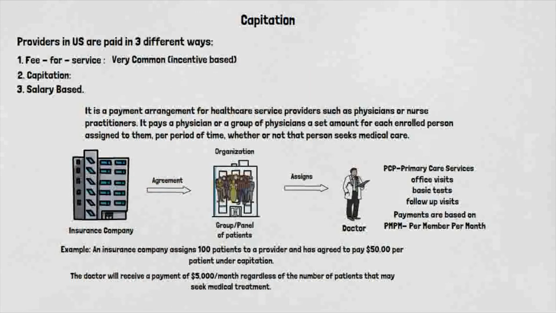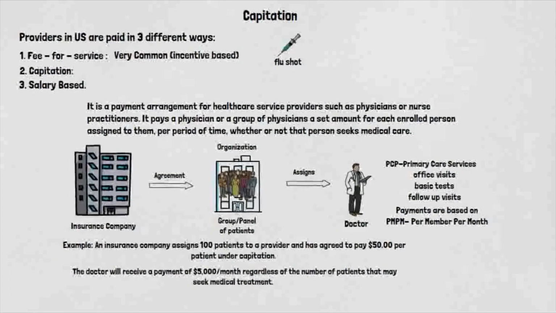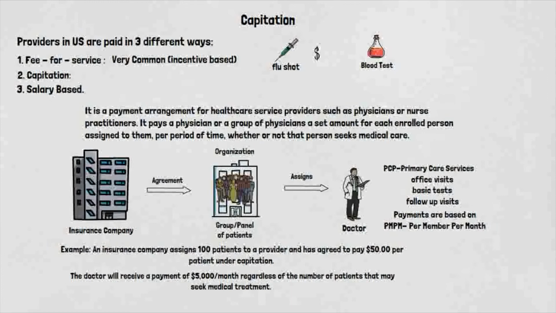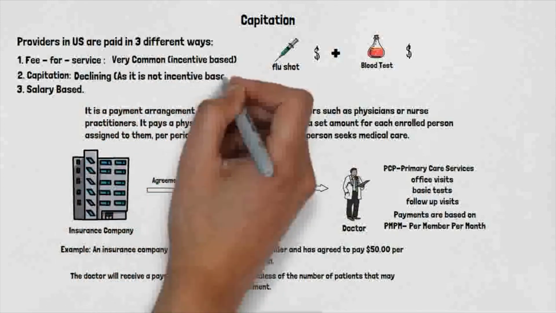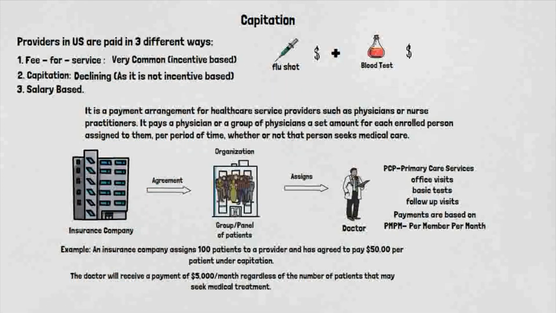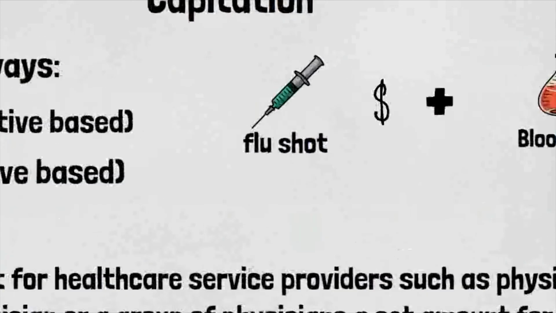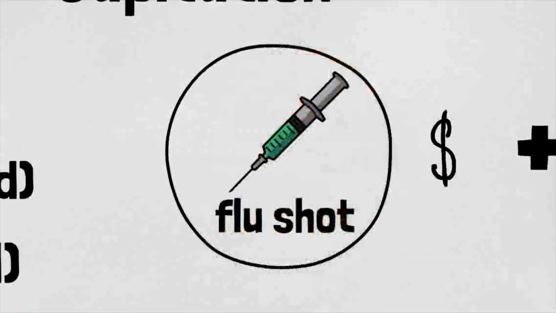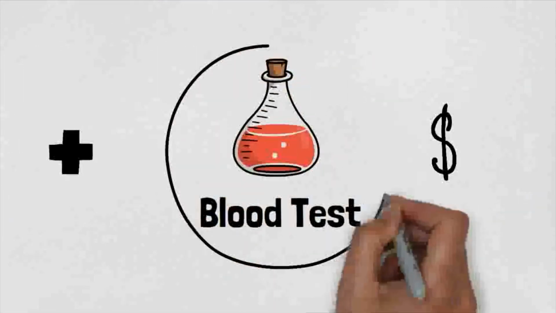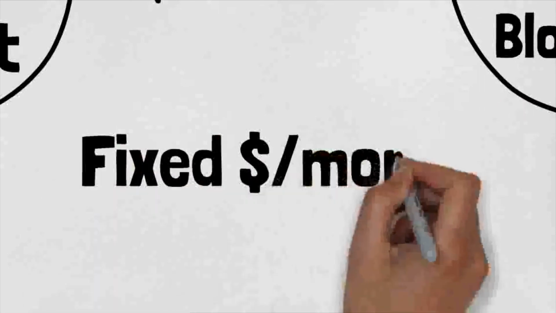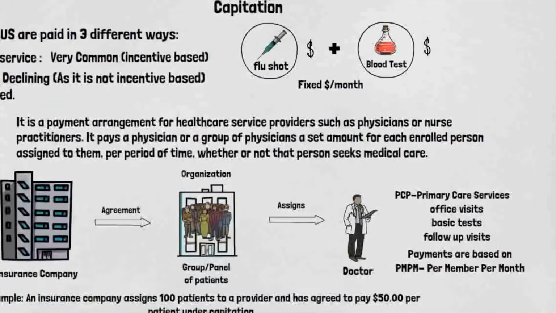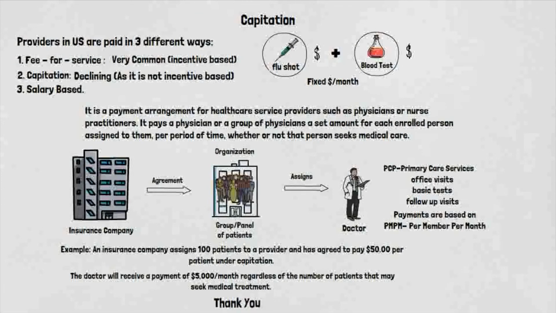Now, the fee for service payment structure is very common in the US, and most doctors prefer this as it is incentive based. The more services provided to the patient, the more will be the reimbursement for the provider. On the other hand, when it comes to capitation, it is declining because it is not incentive based. Regardless of the number of services the doctor provides to the patient, he is going to get paid a fixed amount per patient per month.